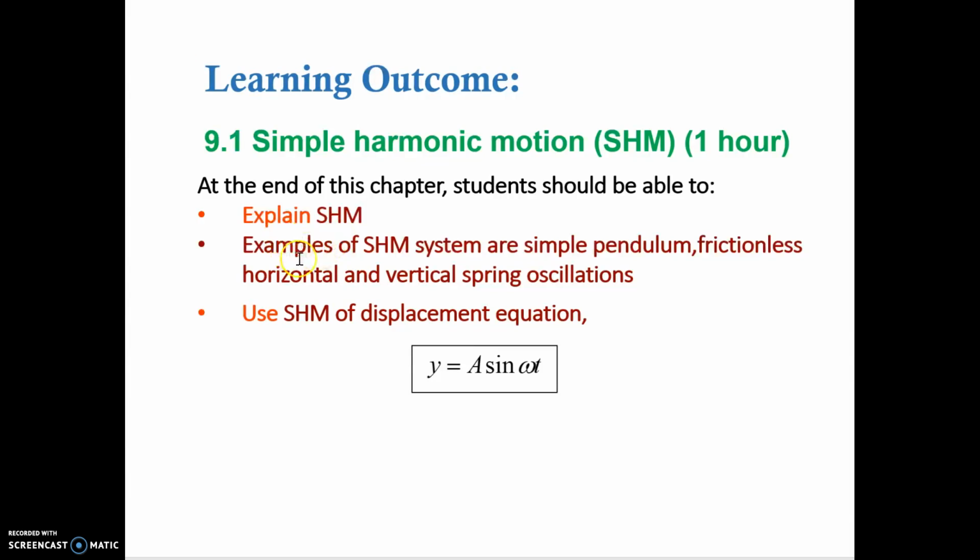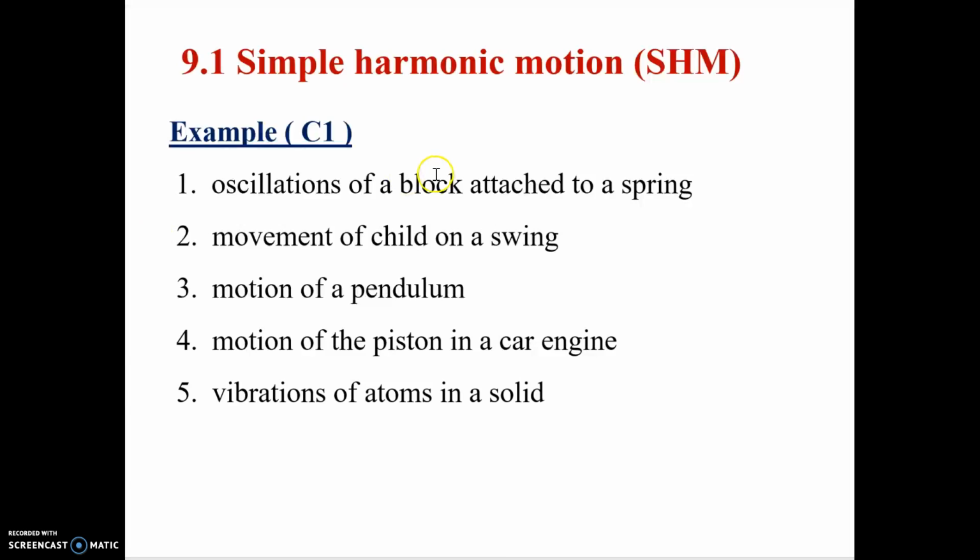we're going to look through the examples of simple harmonic motion. Typical examples of simple harmonic motion are the simple pendulum, and horizontal and vertical spring oscillations. And this is the equation for displacement for simple harmonic motion. So we look at examples of simple harmonic motion: a block attached to a string, and the movement of a child on a swing.